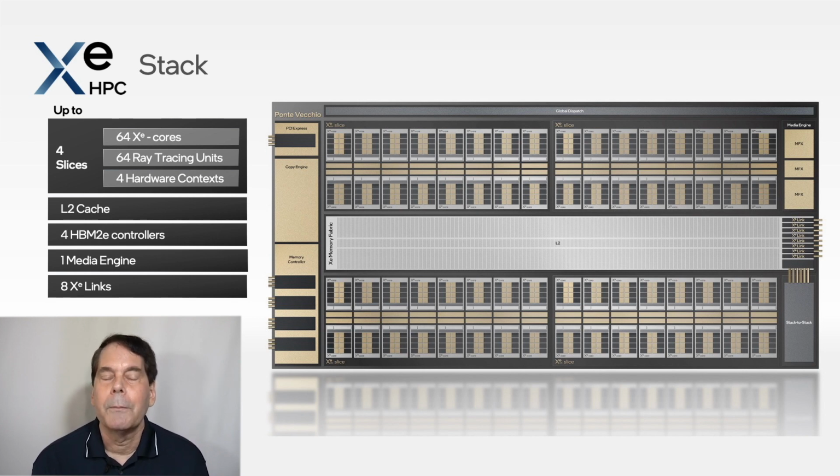By the way, I want to mention that in prior Intel GPU architectures, the L2 cache was called an L3 cache. There are historical reasons for the choice, but for all practical purposes, it's really an L2, and renaming it to L2 aligns better with the rest of the industry. Now, the stack also contains 4 HBM2E controllers, a state-of-the-art media engine, and 8 XCLinks. The XE memory fabric connects copy engines, the media engine, XCLink blocks, HBM, and PCIe.